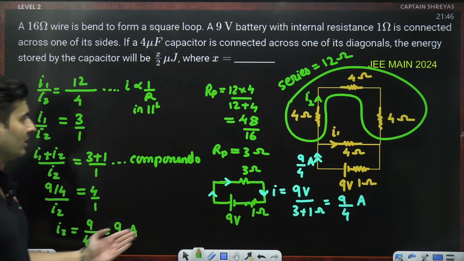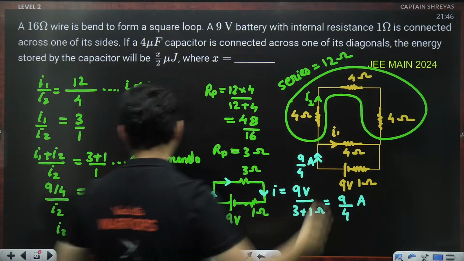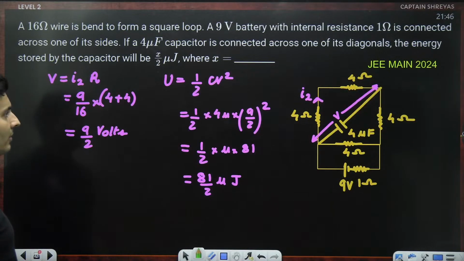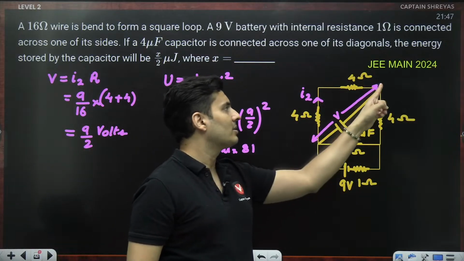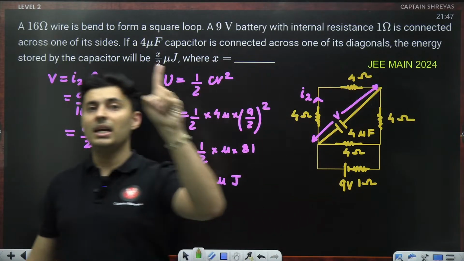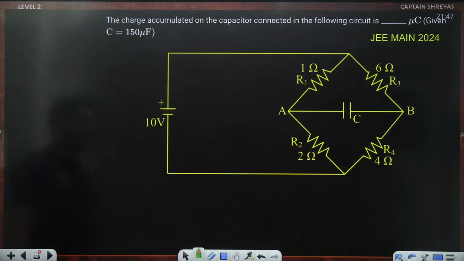Solving this, I found the current in this branch. Once I get the current in this branch, finding the voltage between any 2 points is just a simple thing. You just do I into R. But that R will be from this point to this point, which is 4 plus 4, which is 8 ohms. Right? As simple as that. Lovely question, guys. I hope you enjoyed this. Moving on to the next one.